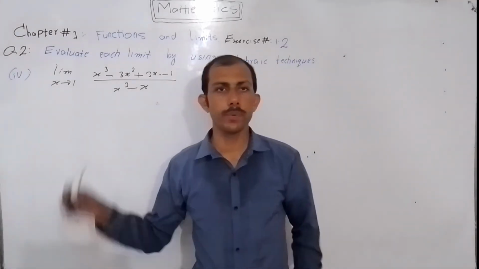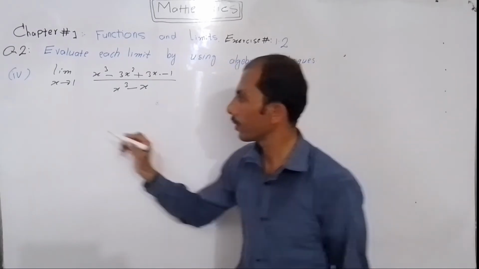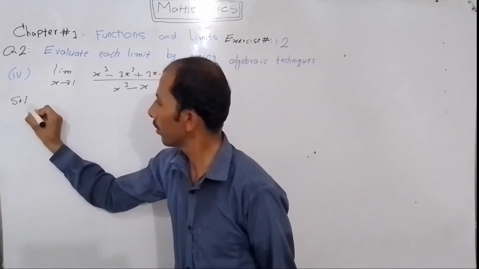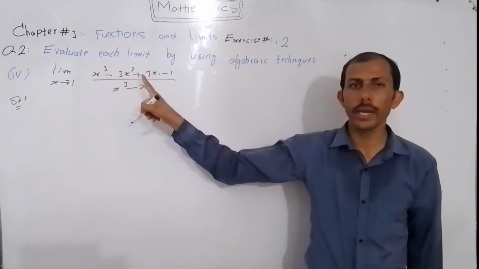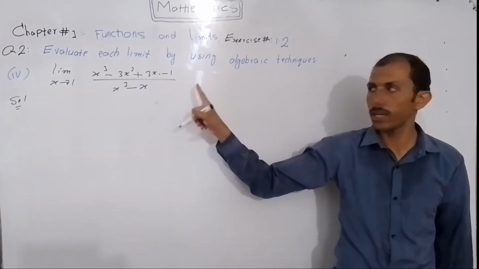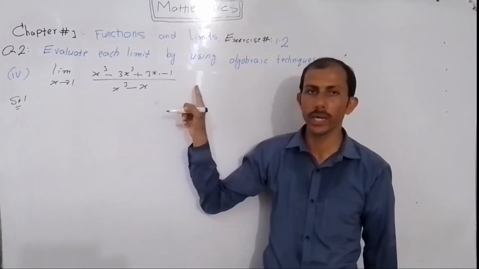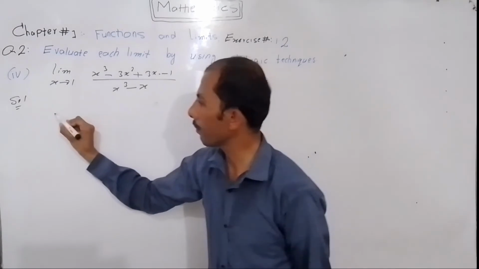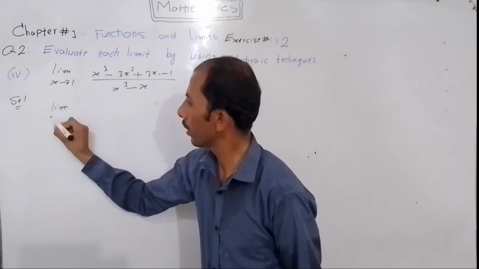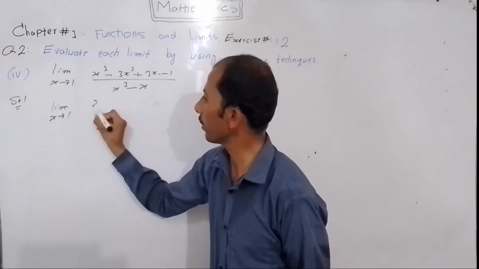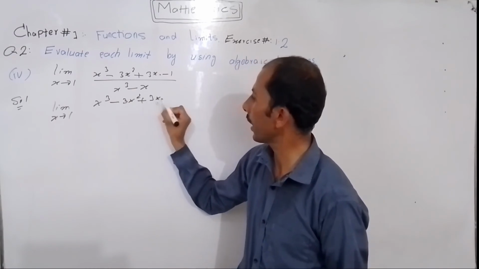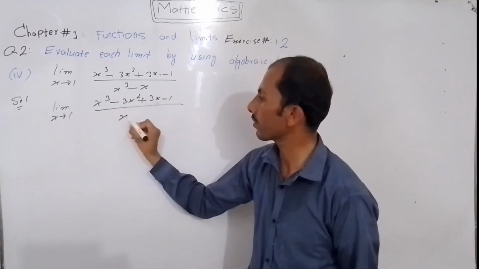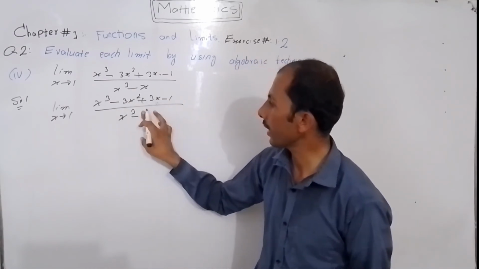Dear student, next part number 4. Limit x approaches 1 of (x cube minus 3x square plus 3x minus 1) divided by (x cube minus x). So limit x approaches 1 of (x cube minus 3x square plus 3x minus 1) divided by (x cube minus x).